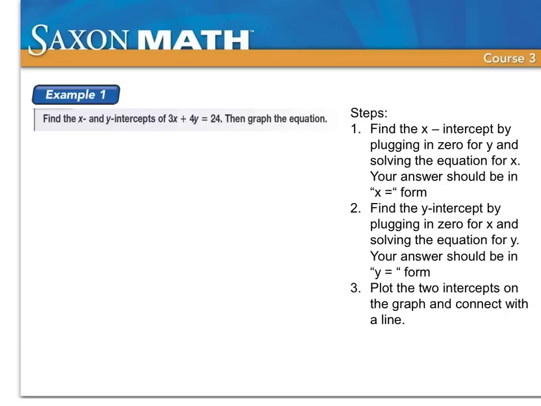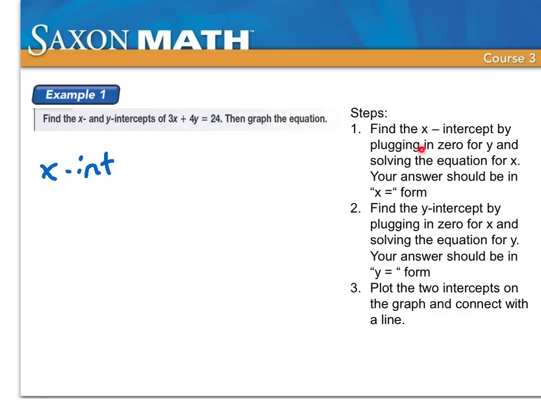Example 1 says to find the x and y-intercepts of this equation and then graph. And we've got our steps over here that we're going to follow through. So we'll go step by step. Step 1 says to find the x-intercept. So the very first thing I'm going to do is find the x-intercept. I'm going to go back to my blue color for the x-intercept here.